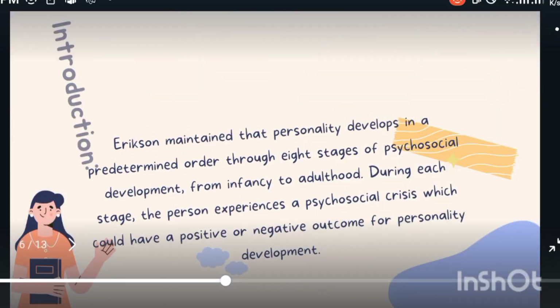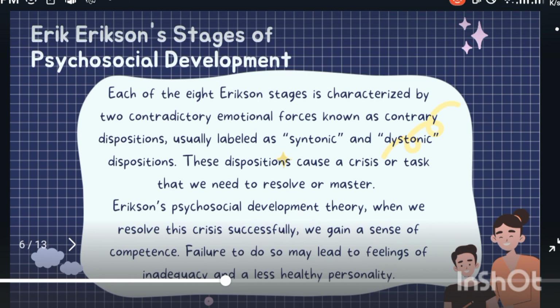So let's come back to the main thing. What is syntonic and dystonic? Syntonic is what our response is to anything, and dystonic is the result of that response, what actually happens with our response. These dispositions cause a crisis.